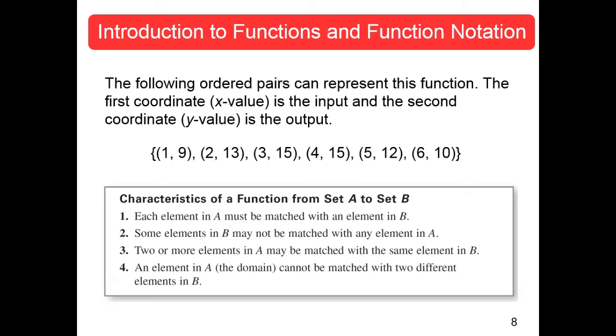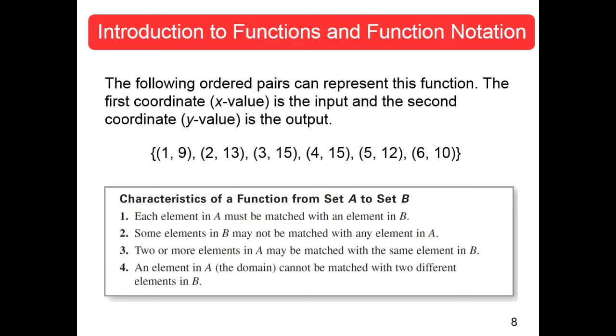Some elements in B may not be matched to an element in A. Yeah, we saw that. Up to 8 were not mapped. 9 wasn't mapped. 10 was. 11 wasn't. 12, 13 were mapped, but then 14 and 16 and on beyond that were not. So you don't have to use everything in B. You have to use them all in A.